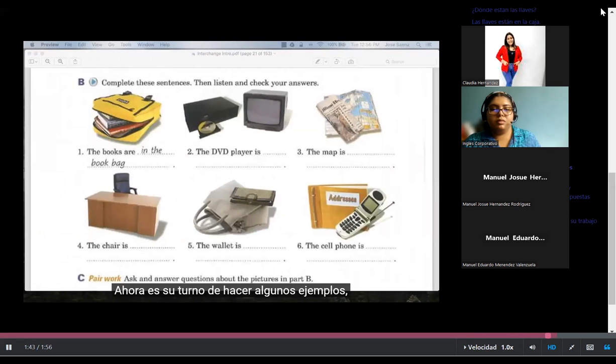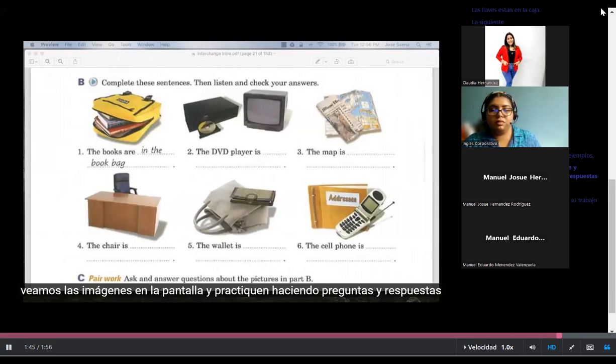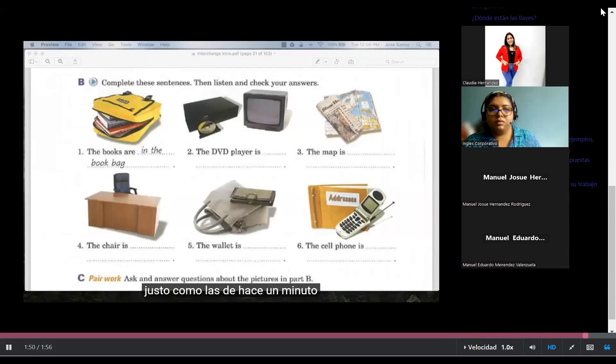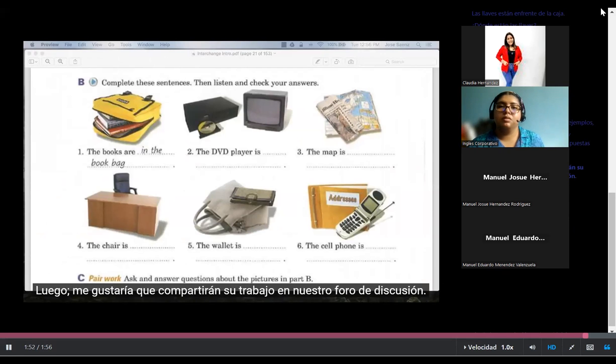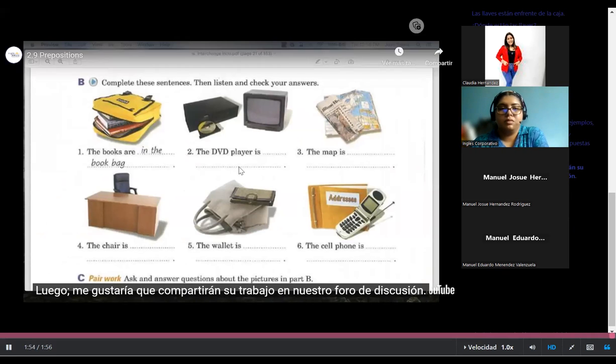Now is your turn to make some examples. Look at the images on the screen and practice making the questions and answers, just like we did a minute ago. Then I would like for you to share your work in our discussion forums.